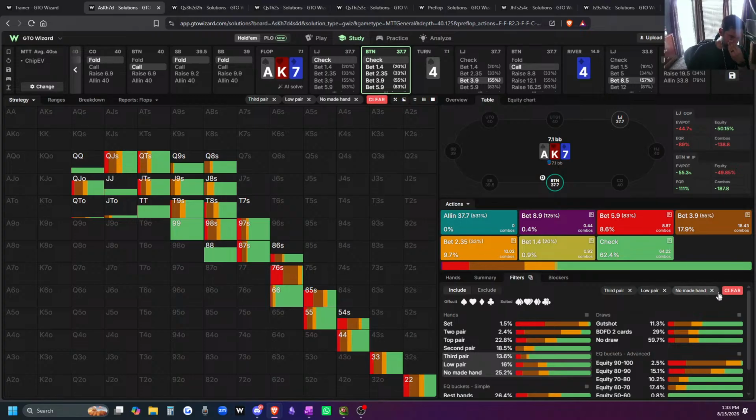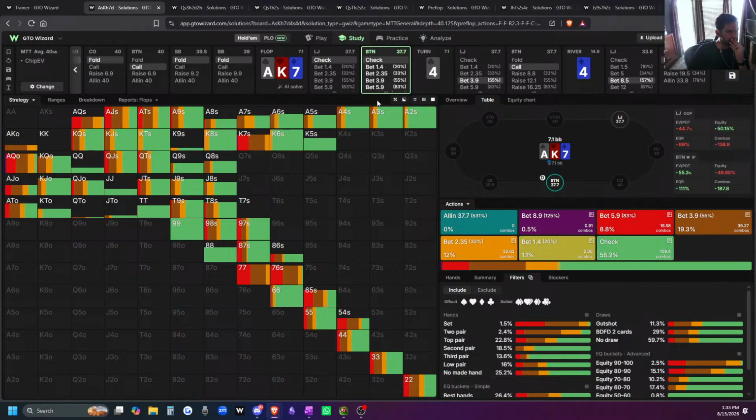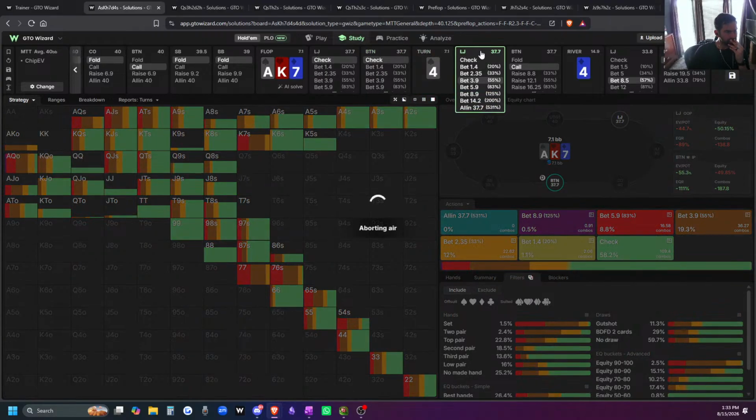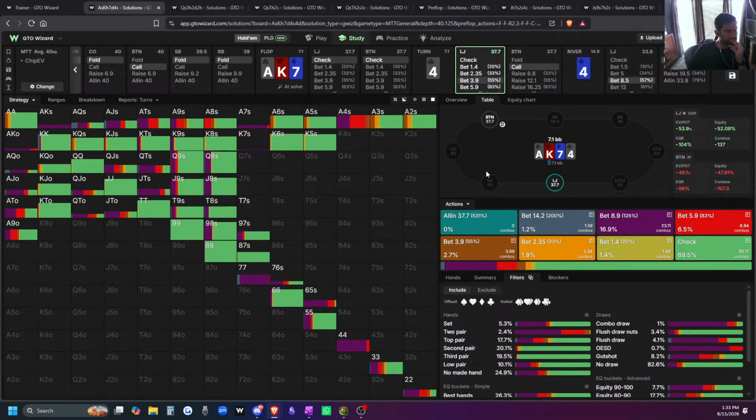So let's just say it goes check, check. When we have our hand, right, we have top set. What are we targeting? What's going to call us on the turn that we think checks back the flop?